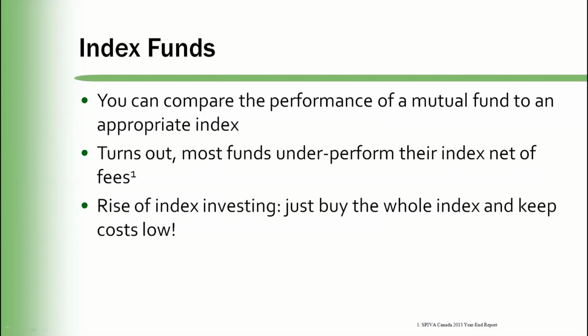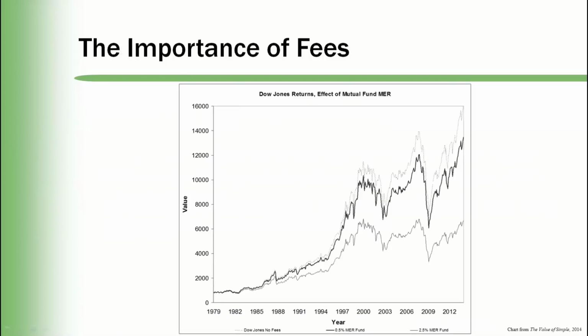And so that fee being high presents a barrier to you doing well and to being able to outperform the index. And this gives rise to index investing. If you're going to pay high fees just to underperform, then why not just buy the whole index and keep your fees as low as possible? And of course, these fees do really matter. And to show that sort of visually, here's some simulated data based on historical Dow Jones Industrial Average returns.